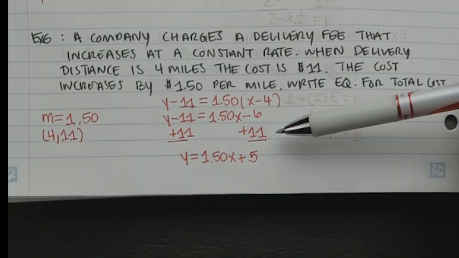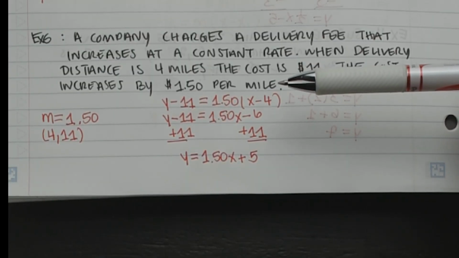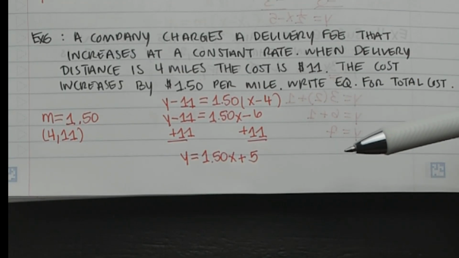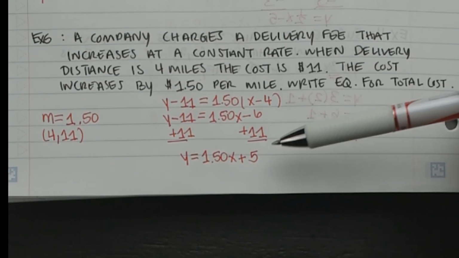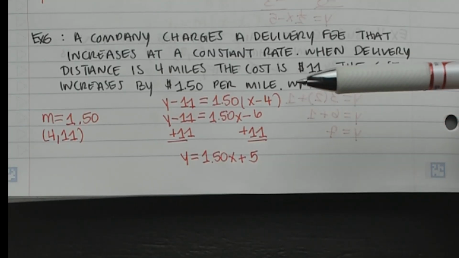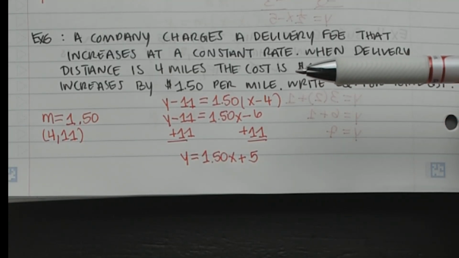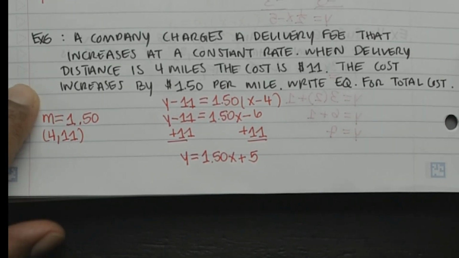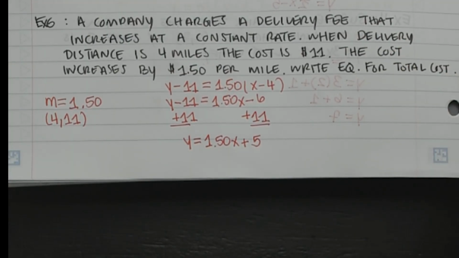Now, what does this mean exactly? We have to interpret the equation. The slope is $1.50. So that means that the cost increases by $1.50 for each additional mile. And the y-intercept of 5 represents the base delivery fee before mileage is added. And so this is an important level of reasoning because we are not just writing an equation, we are interpreting what each part means.